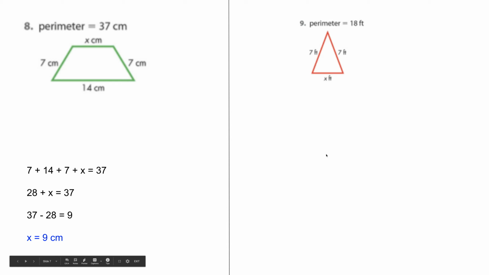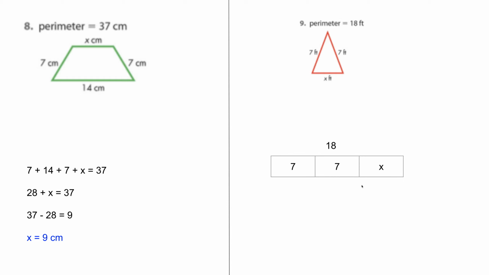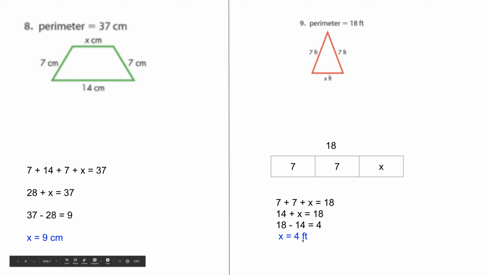Here for question 9, the whole perimeter is 18 feet. So solve it either way you choose. I used a bar diagram for this one. So when I add up 7 plus x equals 18, I get 14 plus x equals 18. And then I need to subtract to find the missing length. So the unknown side equals 4 feet.